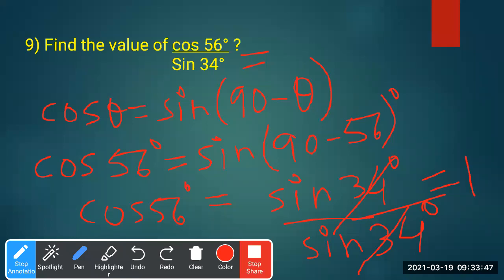Okay, so one thing I want to tell you, that in such type of question, students, your answer will always be 1, but it depends on which ratios you are applying. As I told you, only focus on the numerator, and whatever is there in the numerator, whether it is sin or cos, apply accordingly.